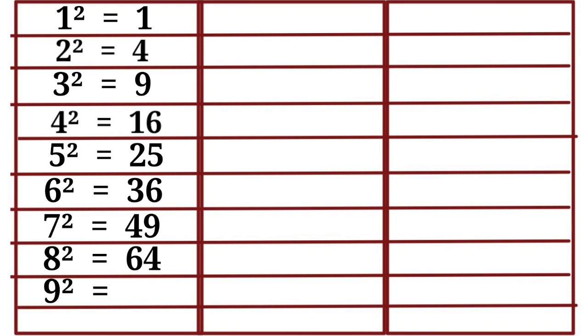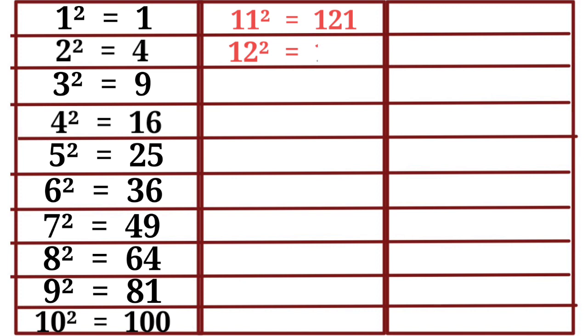9 square is equal to 81. 10 square is equal to 100. 11 square is equal to 121. 12 square is equal to 144.